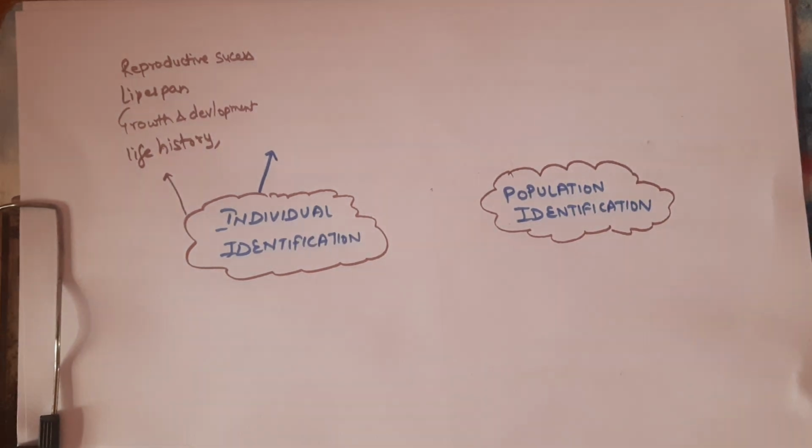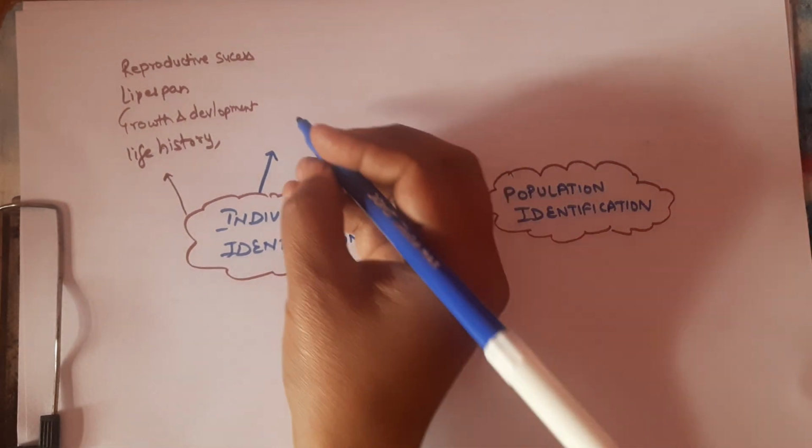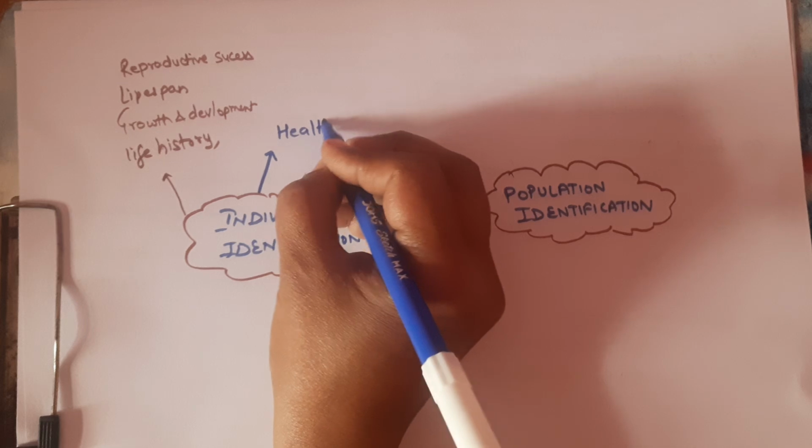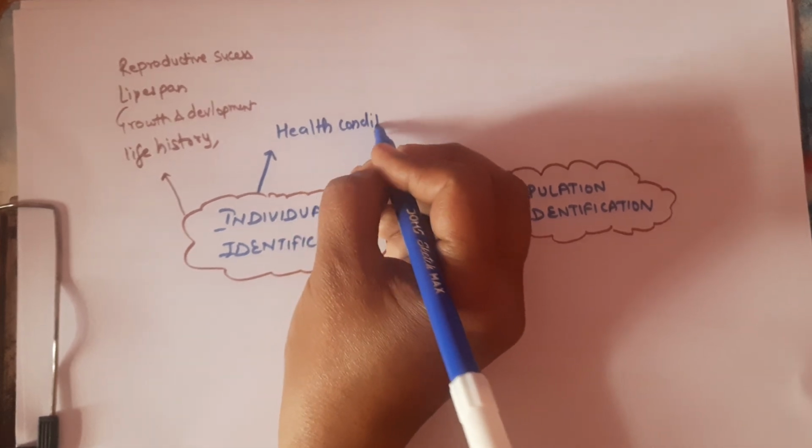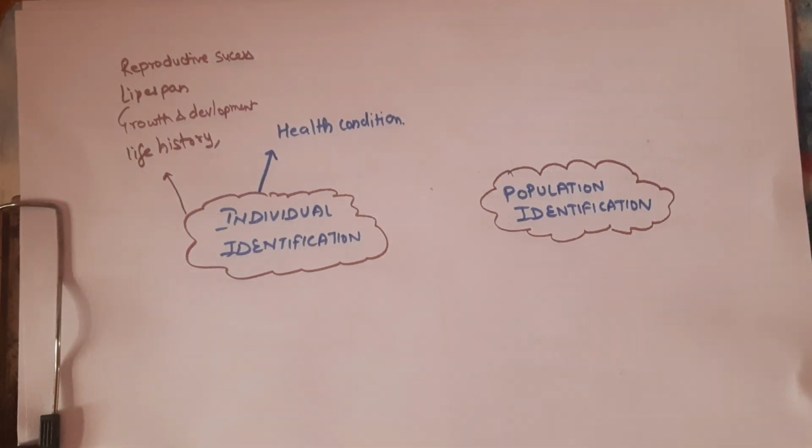The second thing we learn from the individual identification is about the health condition. Studying an individual will provide insight into the individual's condition, its health status, whether it is suffering from any disease or not, and its nutritional intake also. This will allow us to monitor and deduce any kind of relationship between the disease status and the nutritional intake. Here I will give you the example of marine mammals also.